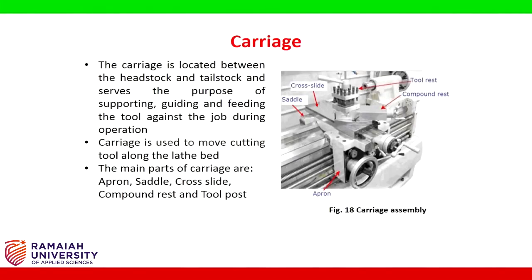Carriage. The carriage is located between the headstock and tailstock and serves the purpose of supporting, guiding, and feeding the tool against the job during operation. Carriage is used to move cutting tool along the lathe bed. The main parts of carriage are apron, saddle, cross slide, compound rest, and tool post.